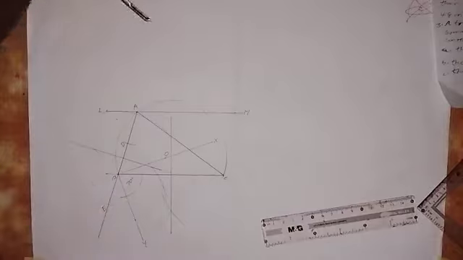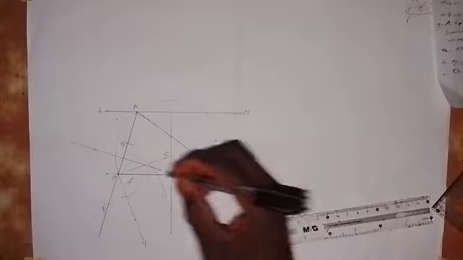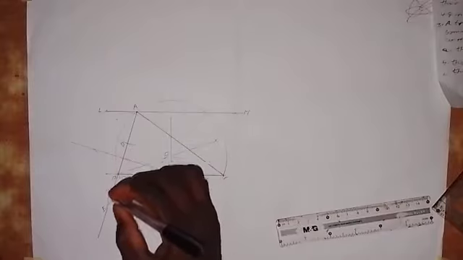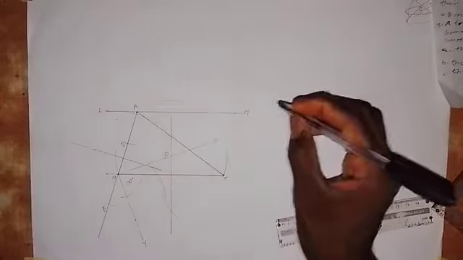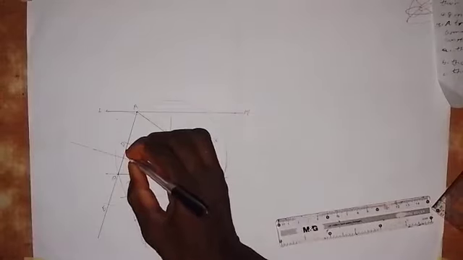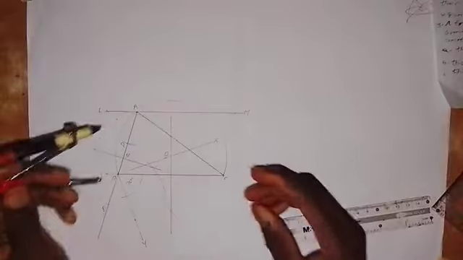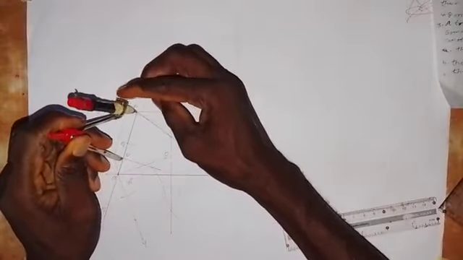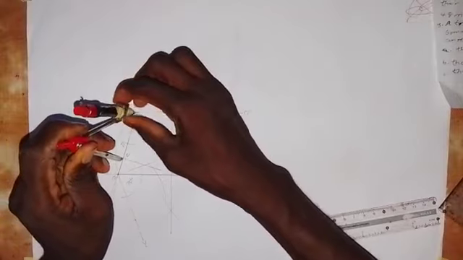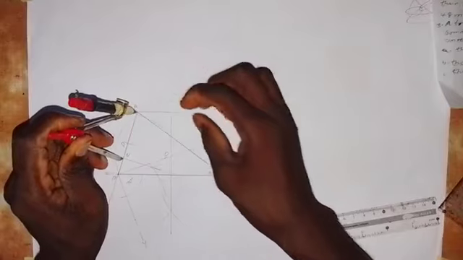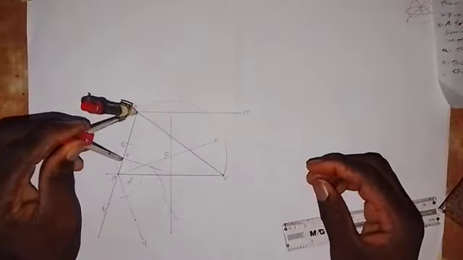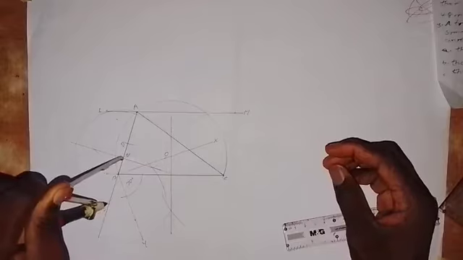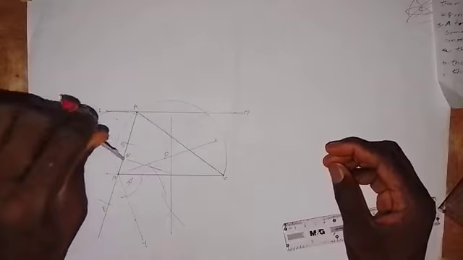All right, so having done that, let's call the point where the bisector of AE touches line AE point Z. So then we put the point of the compass here at Z, and then we extend to point A, and then we go on and draw the semicircle like this. So here we have the semicircle.